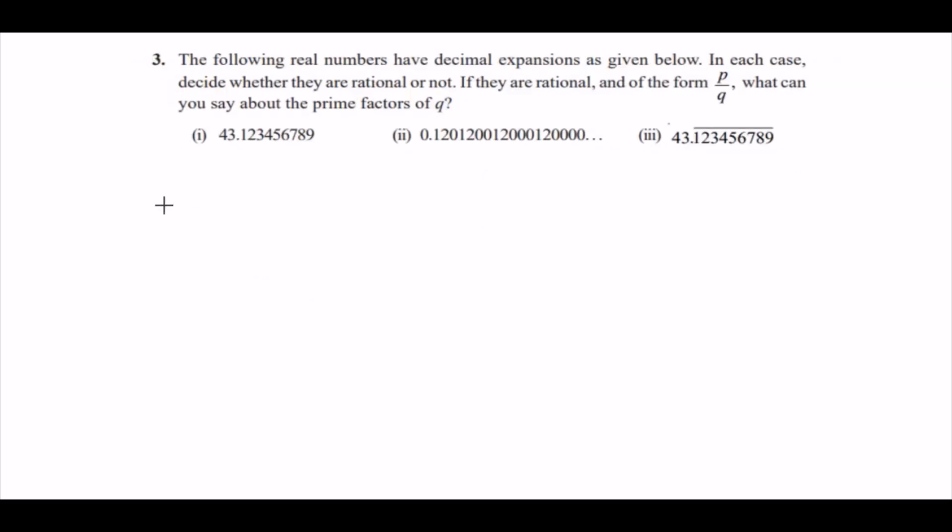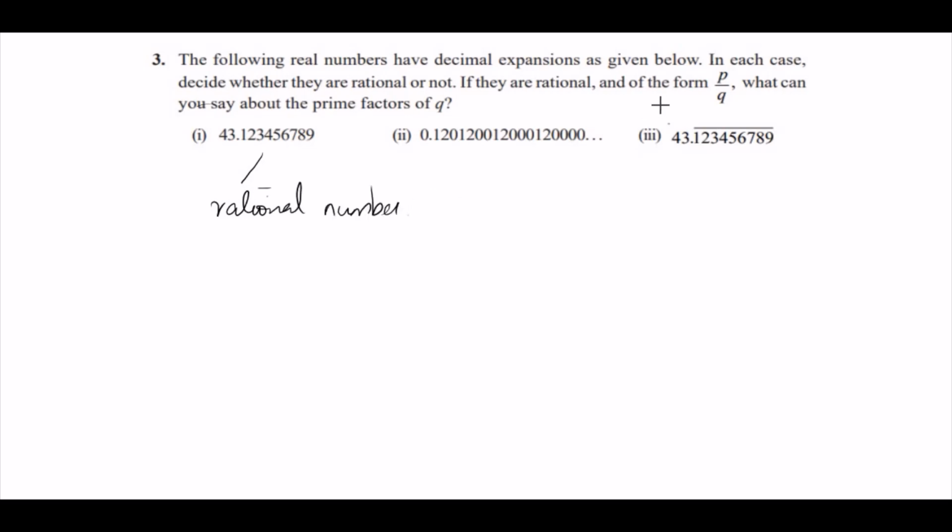So the last question of this exercise is, the following real numbers have decimal expansions as given below. In each case, decide whether they are rational or not. If they are rational and of the form P by Q, what can you say about the prime factors of Q? So in the first question, if you check, you can see it has a terminating decimal expansion. So you have learned the decimal expansion of rational numbers are either terminating or non-terminating and repeating. So here you got a terminating decimal expansion. So you can say it is a rational number.